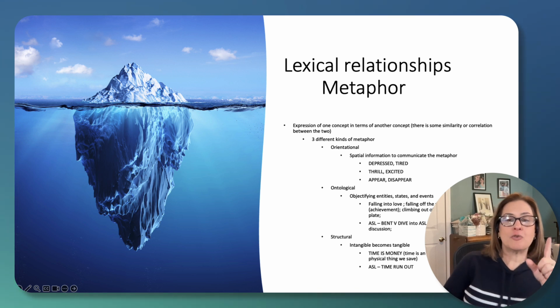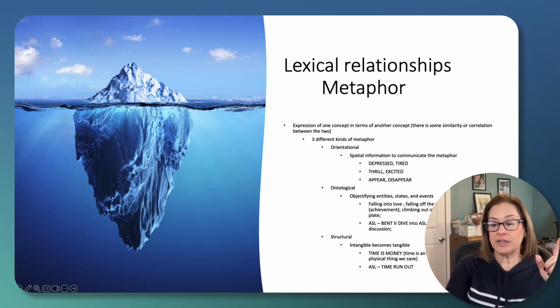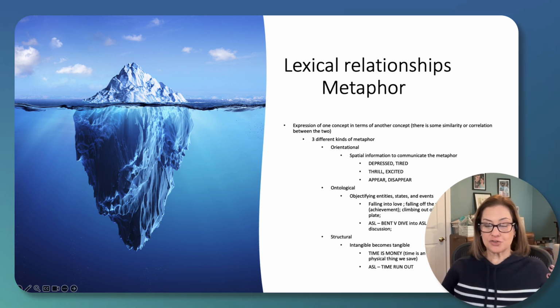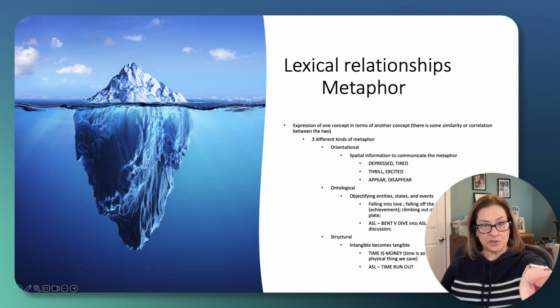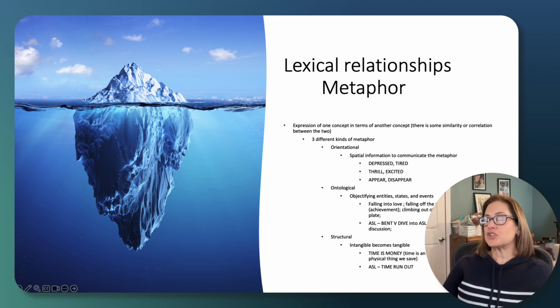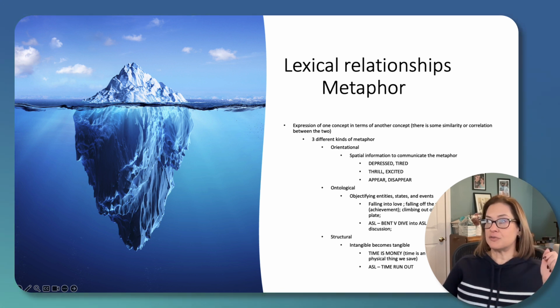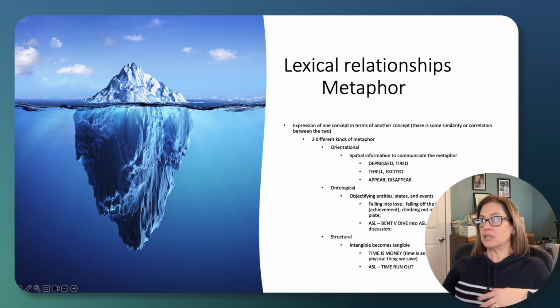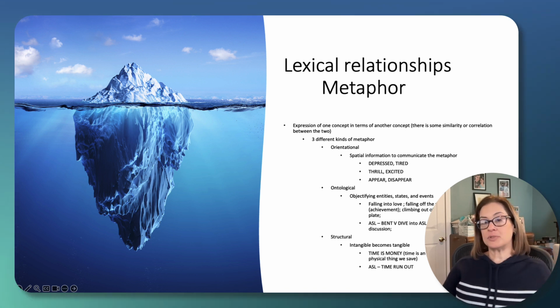Metaphors. Now, metaphors are unique in ASL because there's actually more to it in ASL than even in English. So I'm going to look at my other screen because it's a little too small over there. So a metaphor in English, well, what is a metaphor? It is an expression of one concept in terms of another concept. So there's a similarity or a correlation between the two. There's three kinds of metaphors. So there's an orientational, which is spatial information to communicate the metaphor. Ontological, which is objectifying entities, states, and events, and structural, which is intangible becomes tangible.